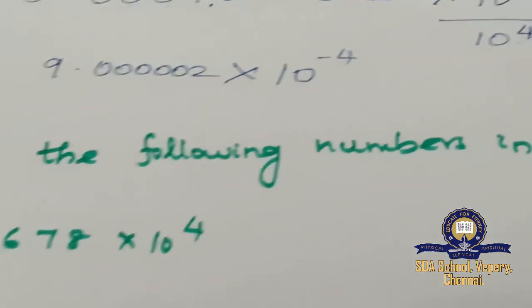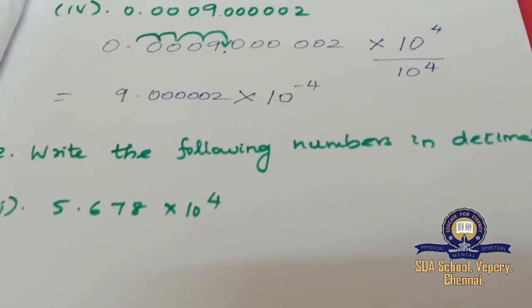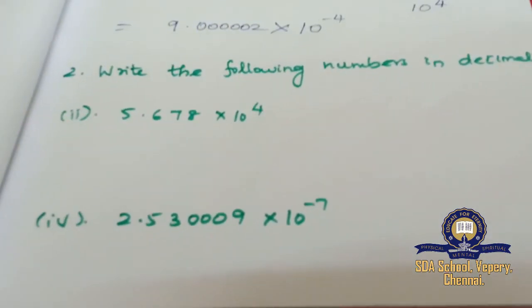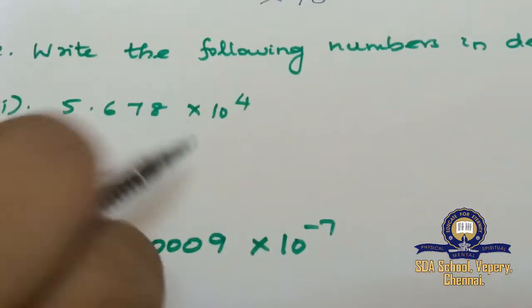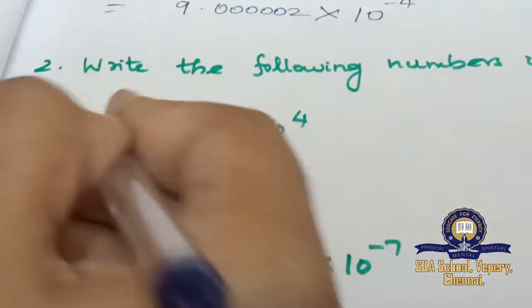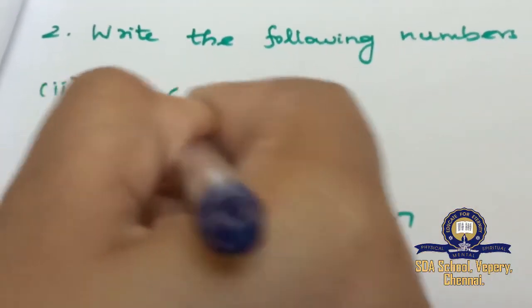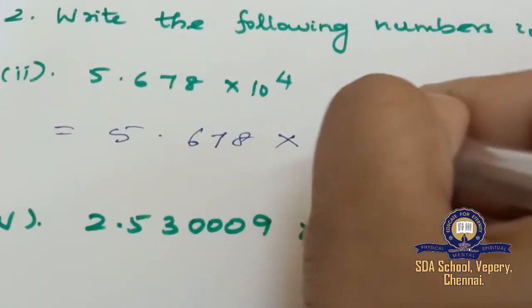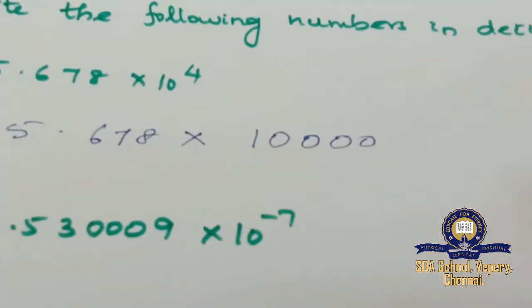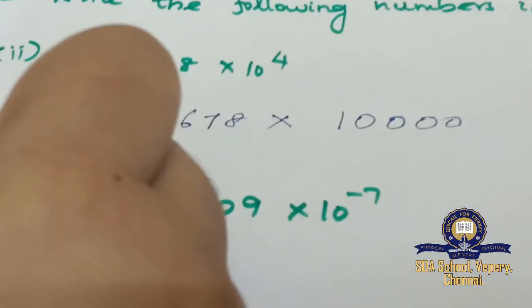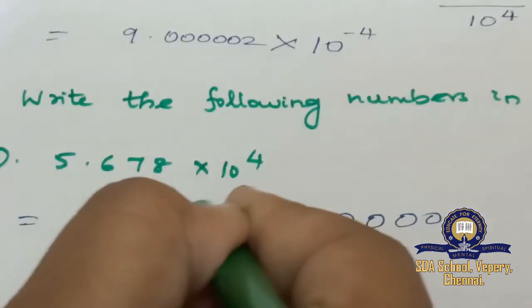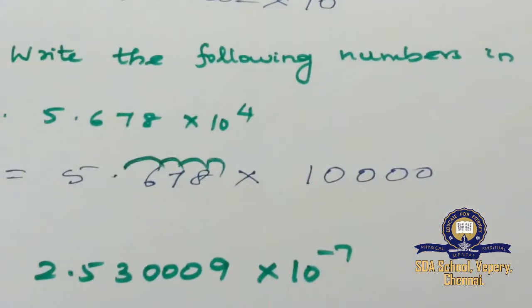Write the following numbers in decimal form. So second subdivision: 5.678 into 10 power 4. This is very easy. Simply multiply. 5.678 into 10 power 4 means 1 2 3 4. Then if I multiply, what will I get? My decimal place will change. From here it will go 1 2 3, then one more, right? So what will I get?